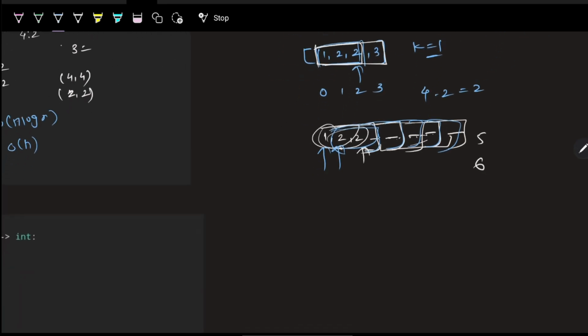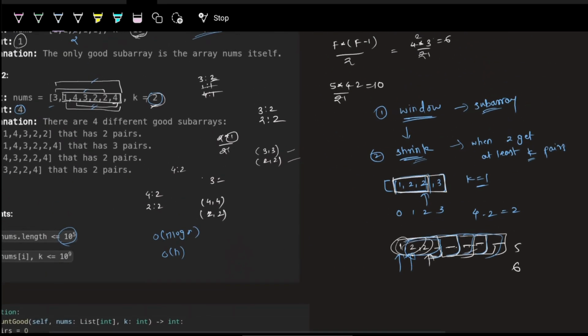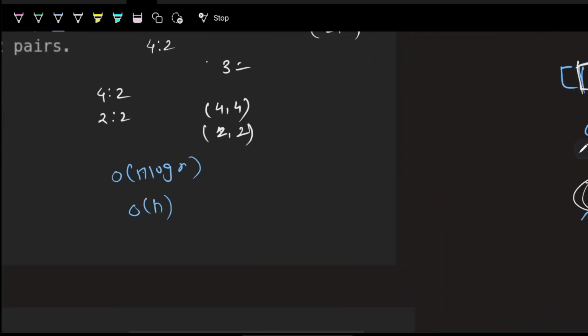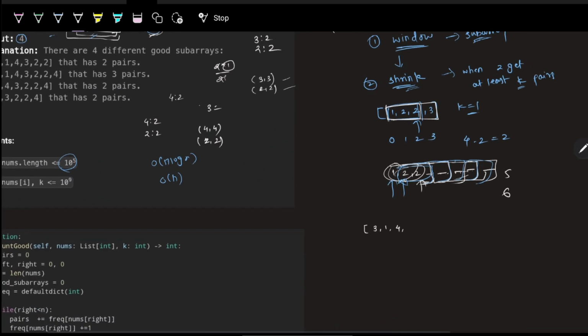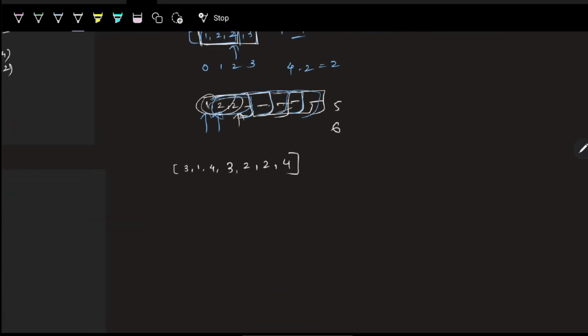Now let's understand this scenario with the help of a test case. So I will just take the sample test case we have been given, 3, 1, 4, 3, 2, 2, 4. I will just take it here: 3, 1, 4, 3, 2, 2, 4. And we have been given k equal to 2.